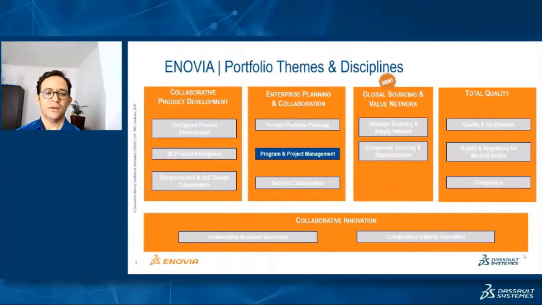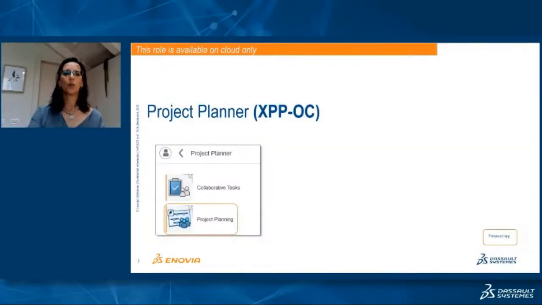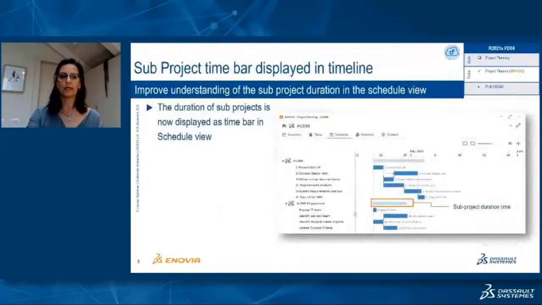We are going to review now the new enhancements in program and project management. Let's start with the Project Planner XPP role, and I would remind you that this role is available on cloud only. Now in FD06, the duration of sub-projects is displayed as time bar in the schedule view, which makes it much easier to understand the full project schedule.